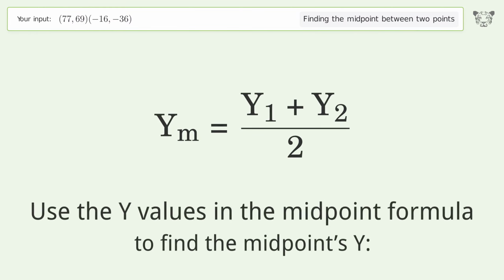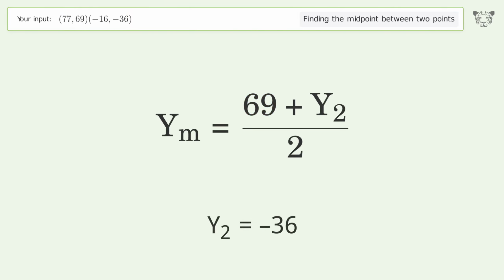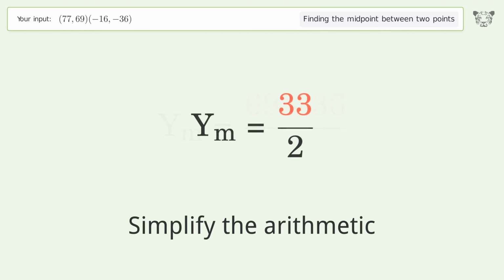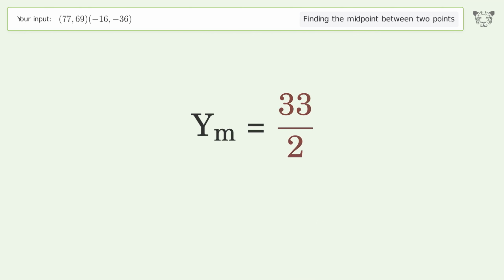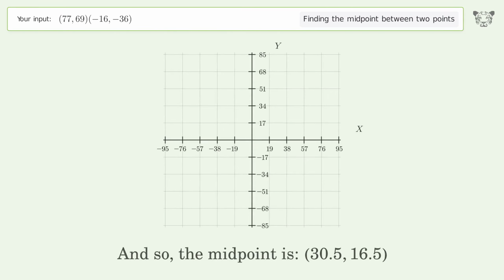Use the y values in the midpoint formula to find the midpoint's y. y1 equals 69. y2 equals negative 36. Simplify the arithmetic. And so, the midpoint is 30.5, 16.5.